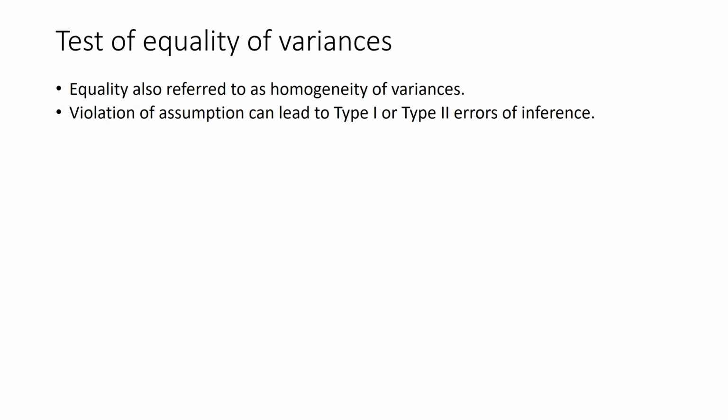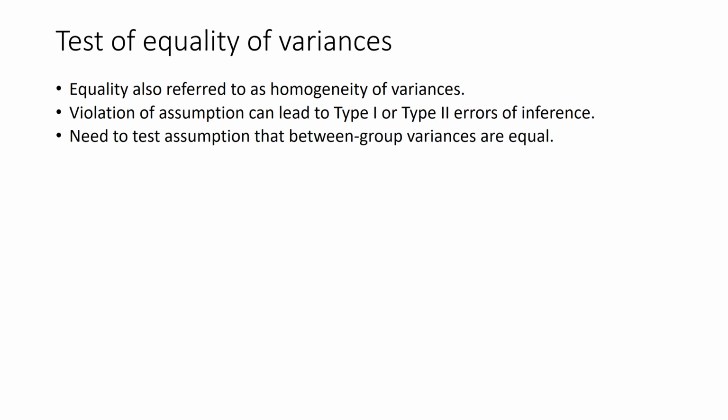Type 1 and type 2 errors, by the way, are covered in another video on this playlist. So you need to test the assumption to find out whether your between group variances are equal. And just a note here, in the world of probability and random error, there's no such thing as actually equal. It's within the bounds of what you tolerate for error. So just like any other test, you have an alpha level.